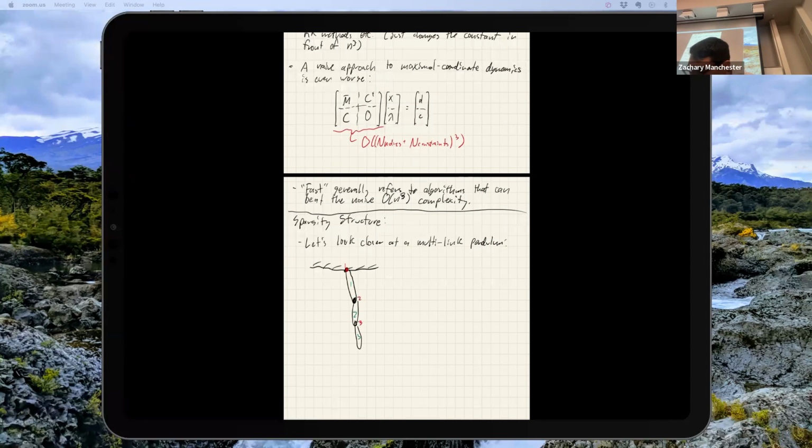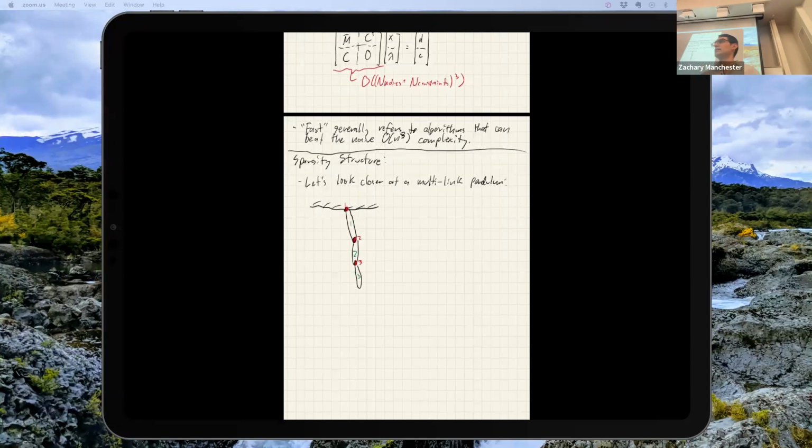Should color these guys. Cool. So 3 links, 3 joints. If I write down the maximal coordinate KKT system for this guy, I'm going to write it down in a cartoony, simplified way. So we're not going to write out all the gory details of what's inside these. I'm just going to write out the pattern of it. Let me do it real quick and we can talk about it.